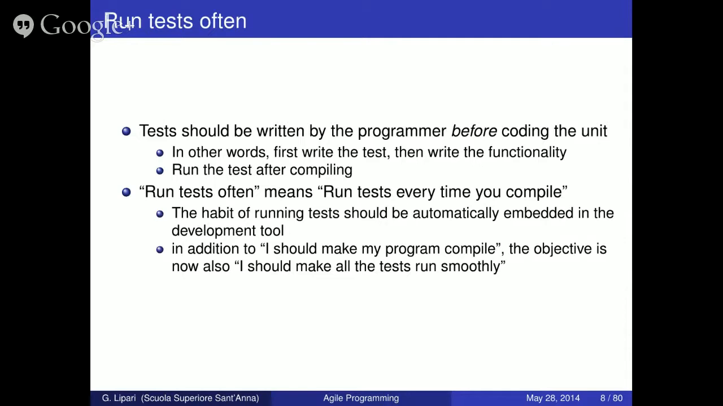And this is exactly what it means to run tests often. Run tests often means run tests every time you compile. So the habit of running tests should be automatically embedded in the development tool. Right now, when you write code, you compile to see if at least it compiles, and then you continue implementing, compiling every time. In addition to this, now the objective is that every time I write something, I compile and test.